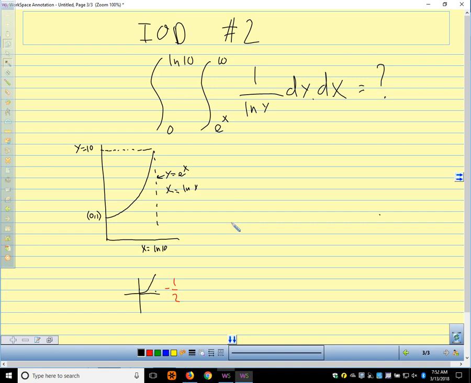And so we set this up again for our new order of integration. We have that y goes from 1 to 10, and x goes from 0 to natural log y. When we set our rectangles horizontally, 1 over natural log y, dx dy. And that turns into an easy integral, and we get 9.